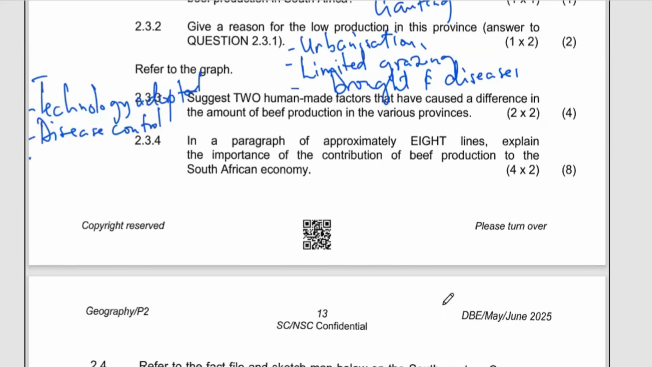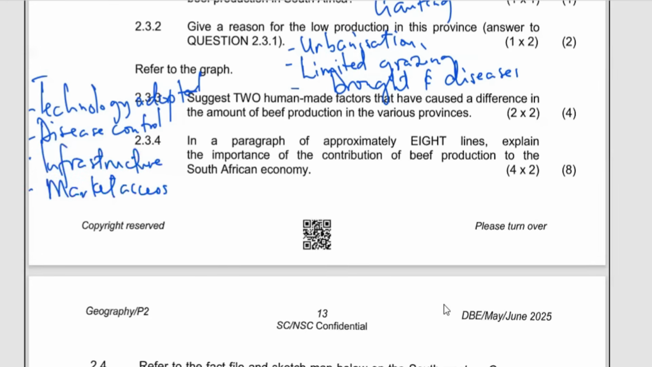Then you can also look at infrastructure. Because of the benefit of infrastructure, some other provinces are producing more because they have easy access to infrastructure and also market access. The bigger the market, it also means the higher the productivity in that particular area.